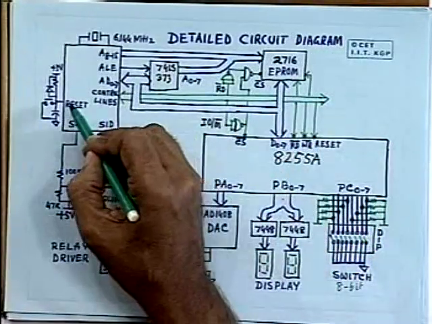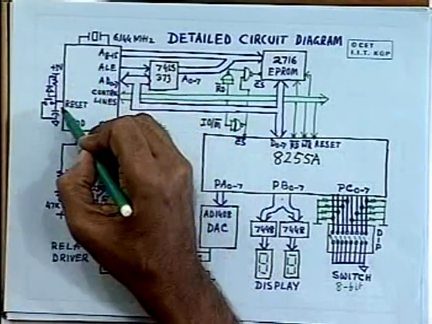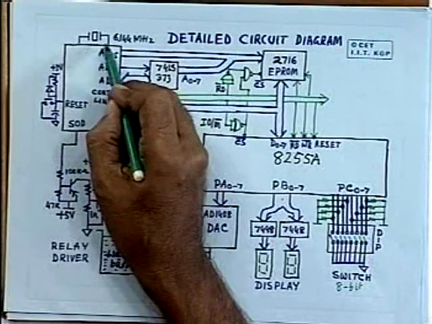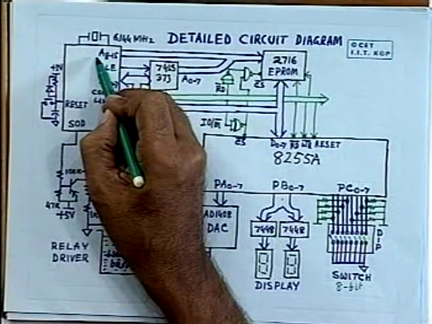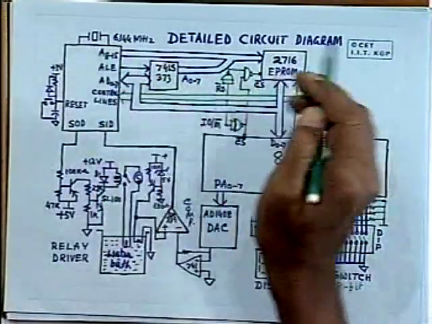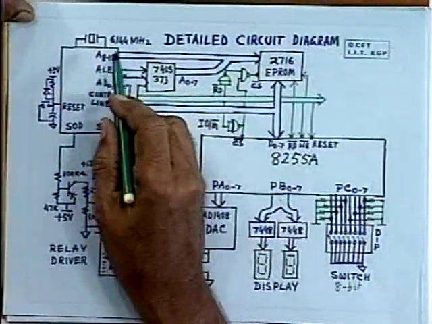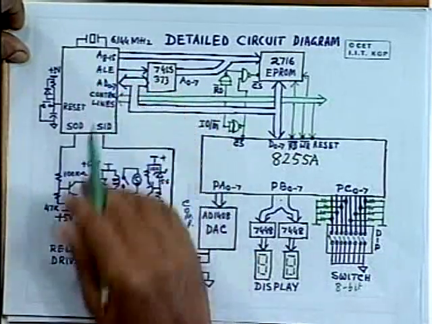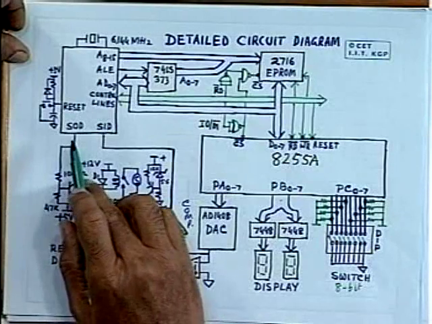Now apart from this side, you have to use some crystal so that the clock is generated inside the microprocessor. So here you have used a 6.144 megahertz crystal, so that the clock frequency is half of that. That means 3.072 megahertz is the clock frequency of this microprocessor.